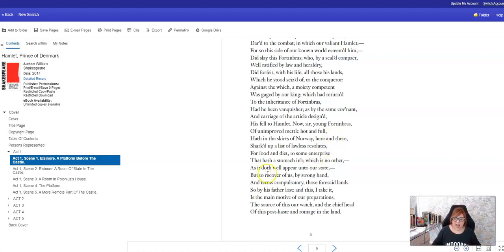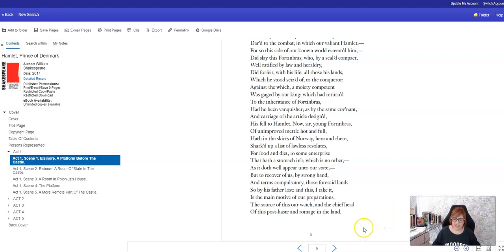And it says, as it doth well appear unto our state, but to recover us by strong hand and terms compulsatory, those foresaid lands, so by his father lost. So little baby Fortinbras wants all the land back that his dad lost once King Hamlet, stabby, kill, whatever. So he wants the land back.